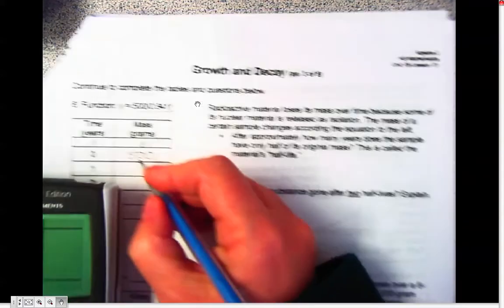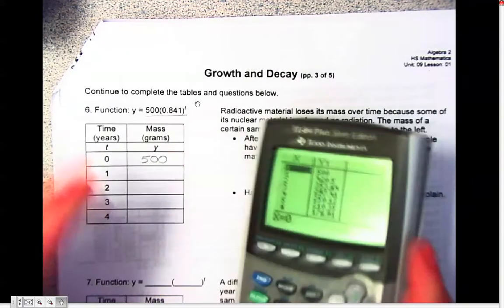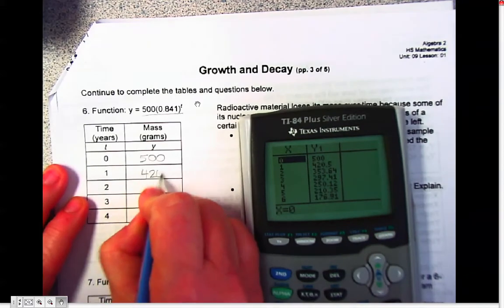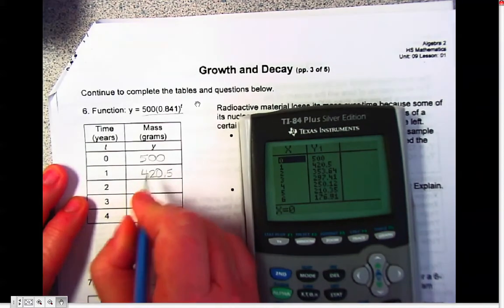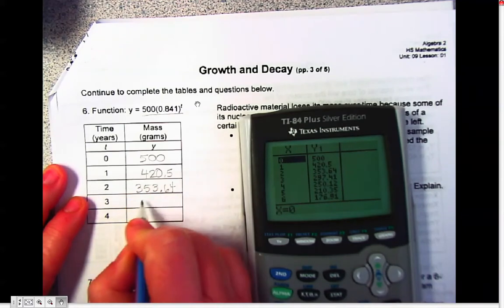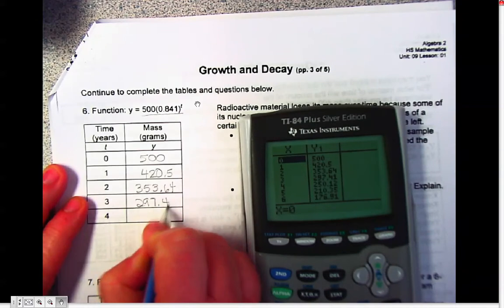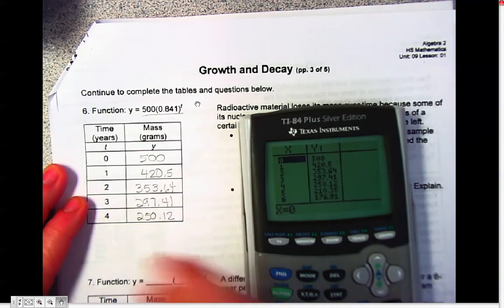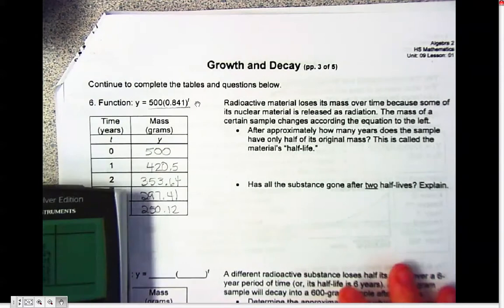Now we've got 500, and then here, I'll leave it right here and then I'll write it down. 420.5, 353.64, 297.41, and 250.12. Then we have to answer a couple questions.